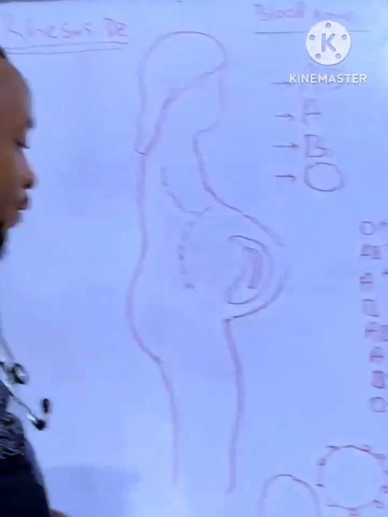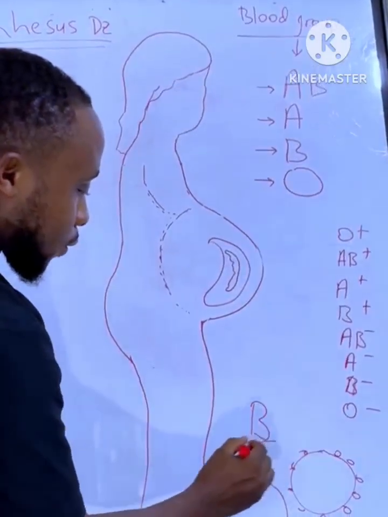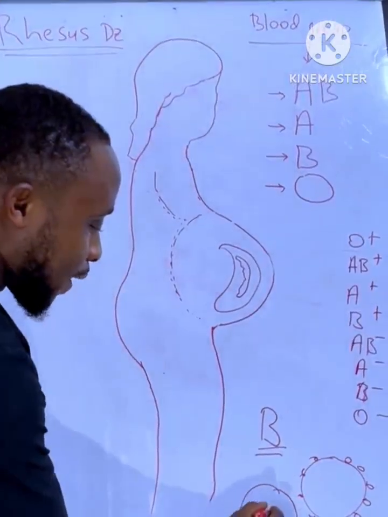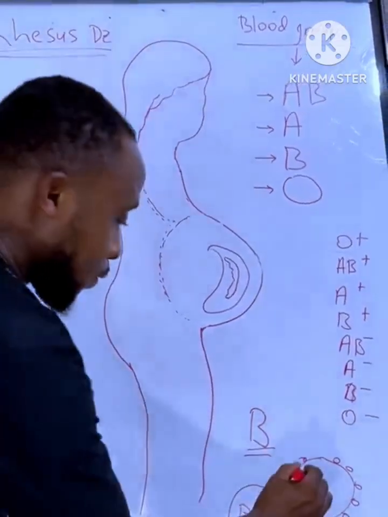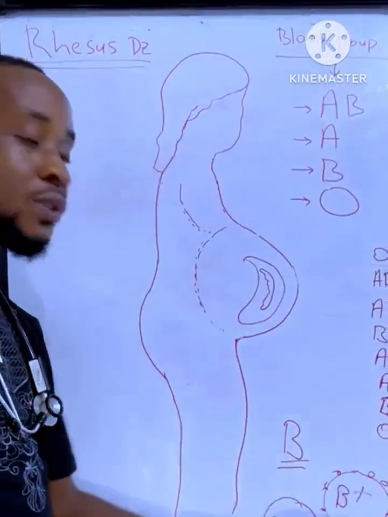So let's assume that this is a B blood. The person will be what? They can be B negative, or they can be B positive, because the B has the Rhesus protein around it.